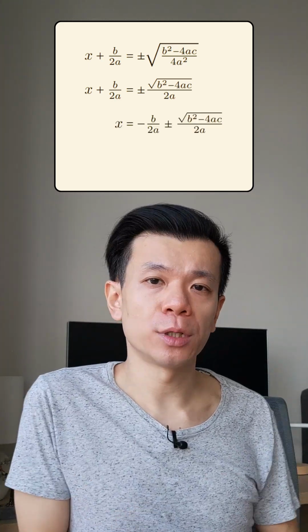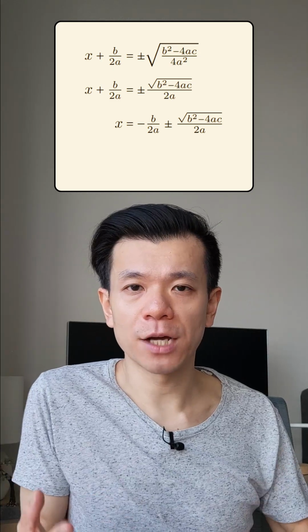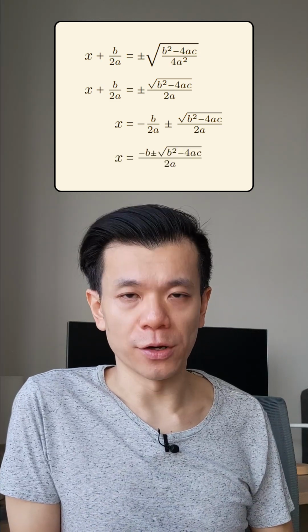And now subtracting the b over 2a to the other side and combining the fractions, we get our infamous quadratic formula. Now, I know there are other versions of the quadratic formula floating around out there, but they're all equivalent.